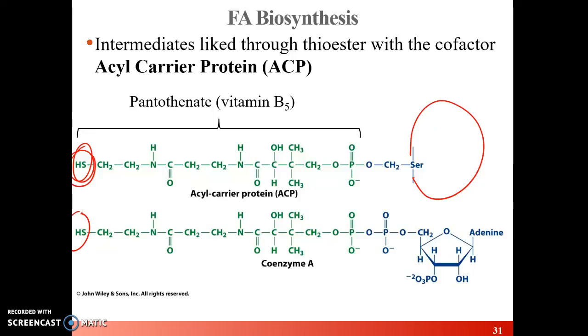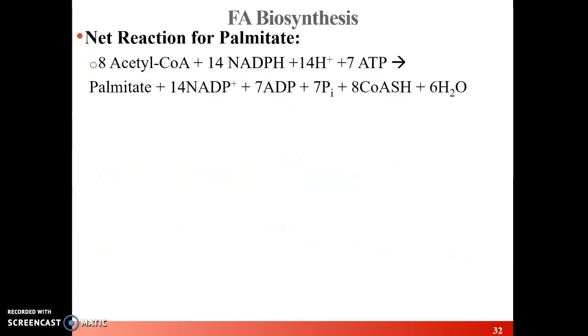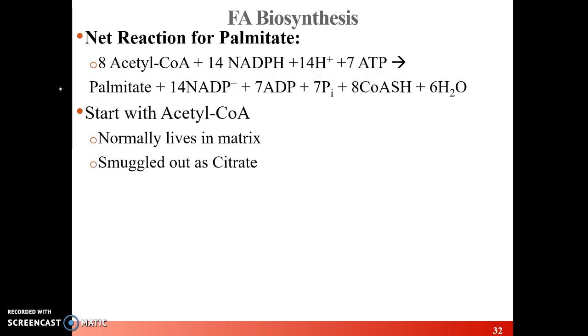But big difference: breakdown uses coenzyme A, although we will see it a little bit in some of the fatty acid biosynthesis. Fatty acid biosynthesis has the acyl carrier protein on the fatty acid synthase. So let's look at the net reaction just for palmitate. If you remember, palmitate is a 16 carbon fatty acid, so it's going to take 8 acetyl-CoAs, 8 acetyl groups. Remember, an acetyl group is a 2 carbon unit. You need to know this net reaction, and as we go through the steps, it'll be clear where NADPH and the rest are used. But here's just the net reaction to start with.